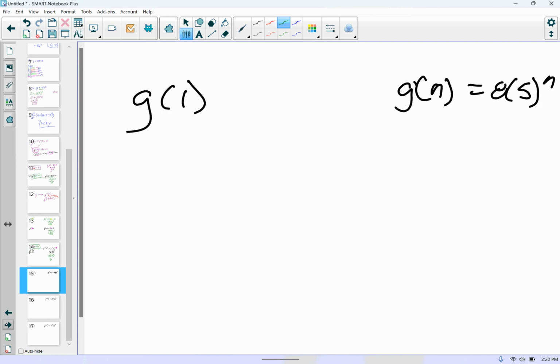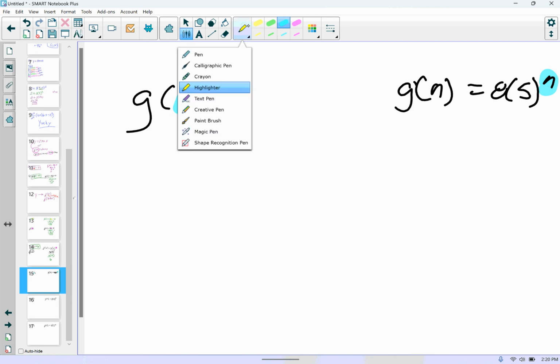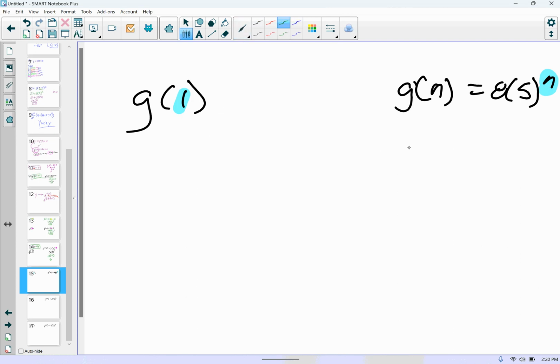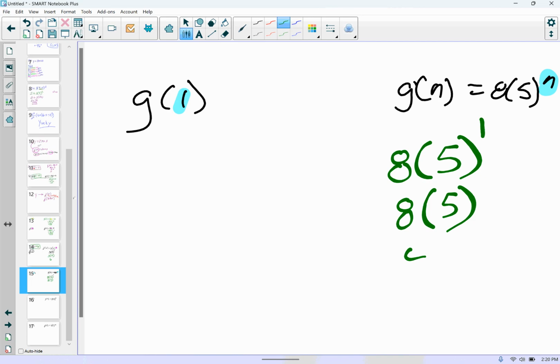So for letter B, I'm going to replace n with 1 right there. So that means that I have 8 times 5 raised to the first power. Well, 5 to the first power is just 5. And then multiply so I get 40. So the answer to this one is 40.